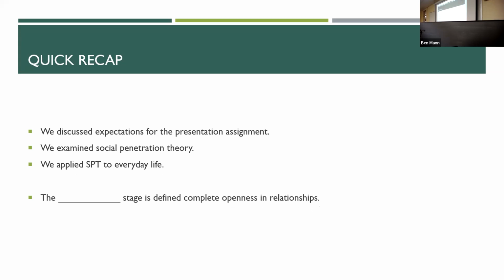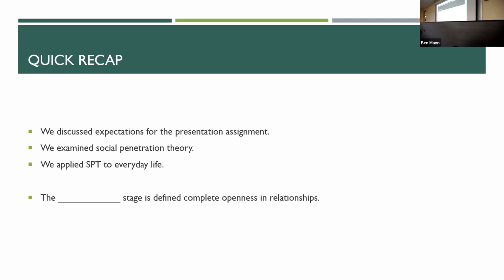Last class, we talked a little bit about the presentation coming up. We also talked about social penetration theory and the ways in which SPT can be used in our lives, right? Think about this theory if you ever find yourself forgetting, right? This is the Shrek theory. This is the onion theory, right?